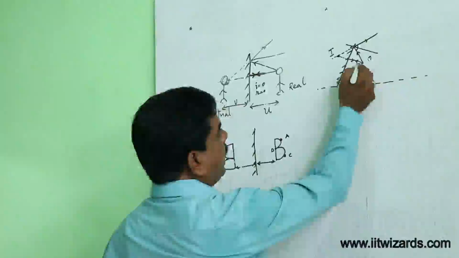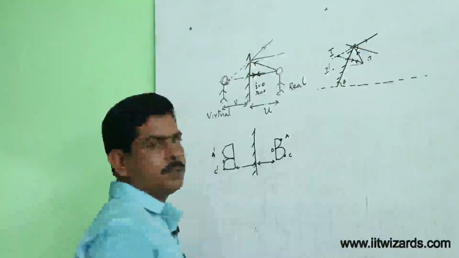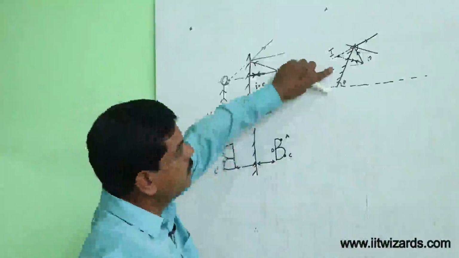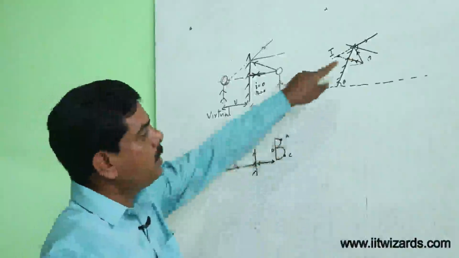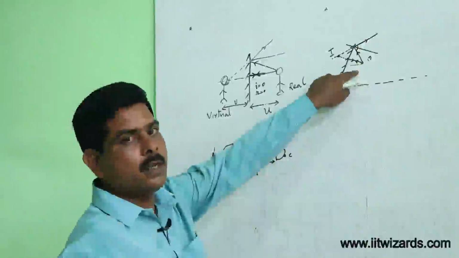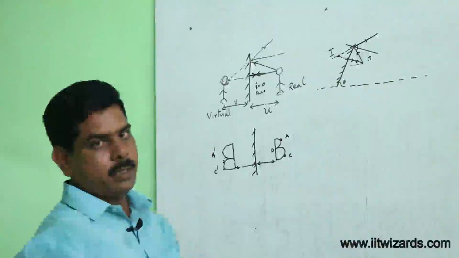Normally students would think that the image would be over here, as in this case, which is wrong. So how do we identify the image? To identify the image, we always have to consider one ray which is falling normally onto the plane.